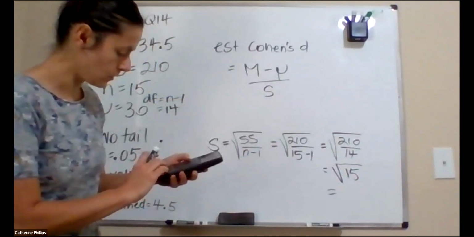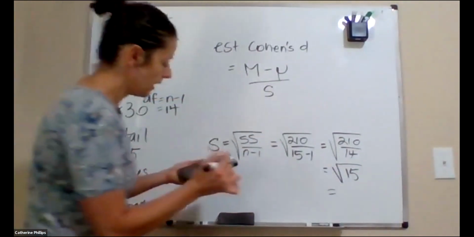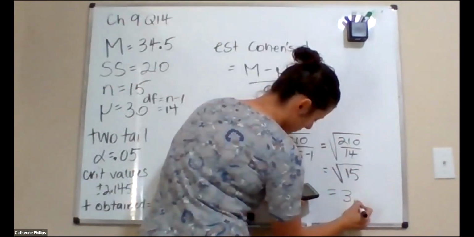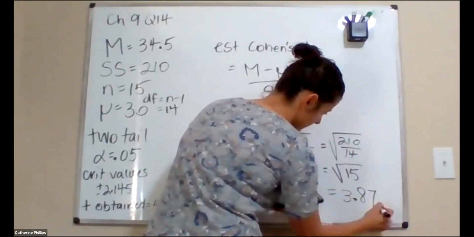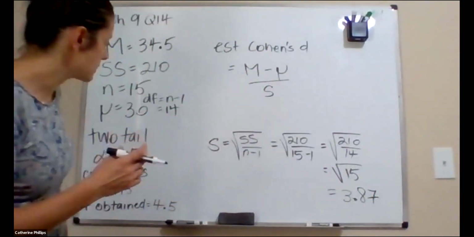So we need to take the square root of 15. And there we get 3.87. We'll keep 2 decimals, that'll be sufficient.